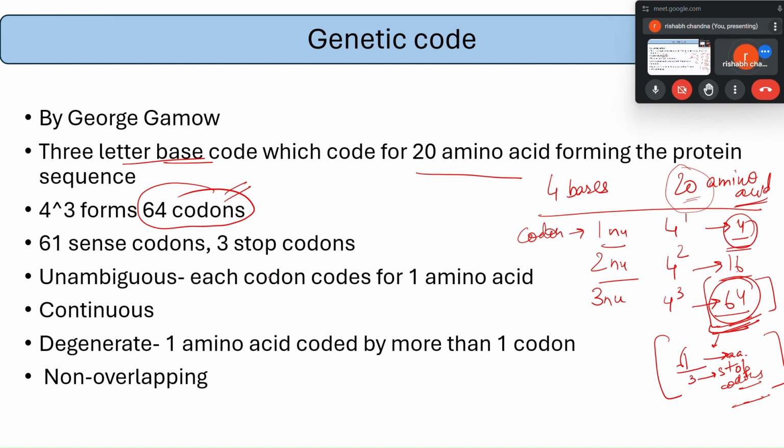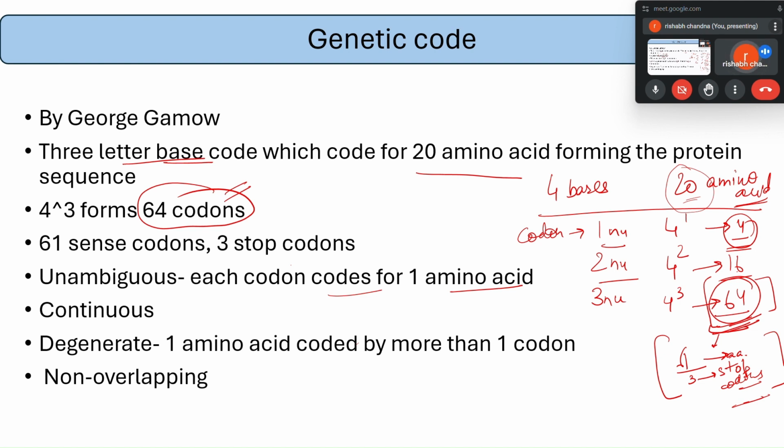Codons are unambiguous in nature. That means each codon codes for one amino acid. Although there are various amino acids that are coded for by more than one codon, each of these codons will code for only one amino acid, not more than one. This is called the unambiguous nature of the codon.